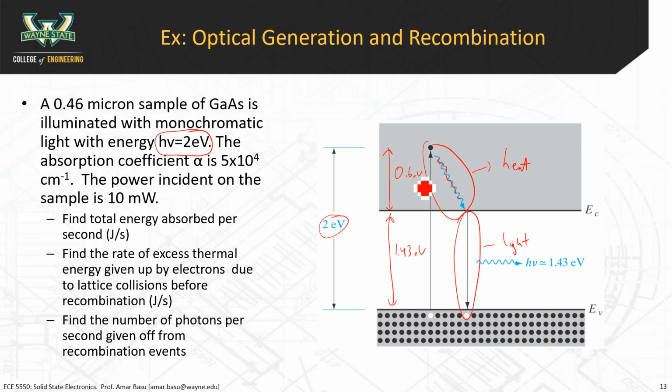So what this energy band diagram tells us is that every electron that's absorbed and generated up here will generate 0.6 electron volts of heat and 1.43 electron volts of light energy. So the ratio of the two, 0.6 divided by the total, is the percentage of energy that's converted to heat. This quantity, 1.43 divided by the total, is the percentage of energy that's converted to light.